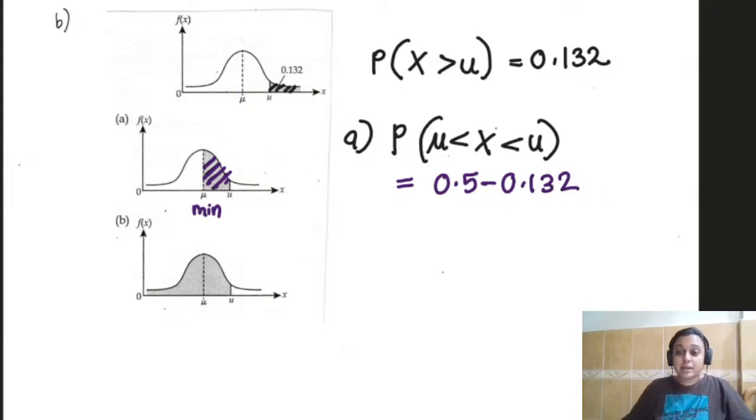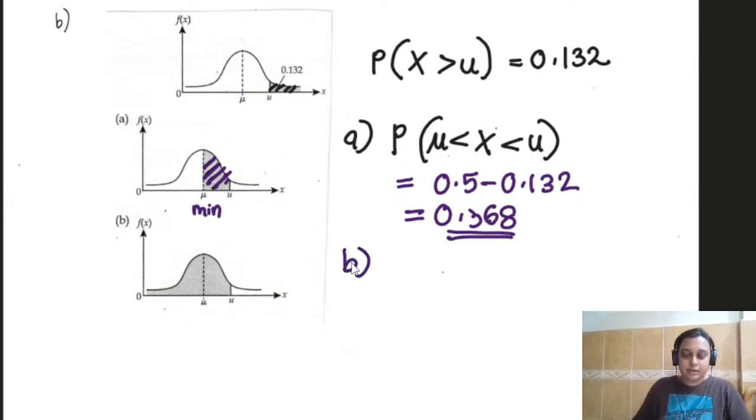0.132. Okay, kenapa teacher tolak dengan 0.132? Why I need to minus? Because half, separuh daripada graph, selalunya 0.5 unit, kan? So kita tolak lah the part where the shaded outside there. So it will become 0.368. So what Kirtana got for her answer is correct, 0.368.